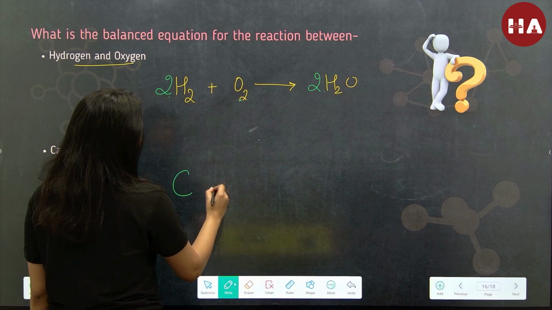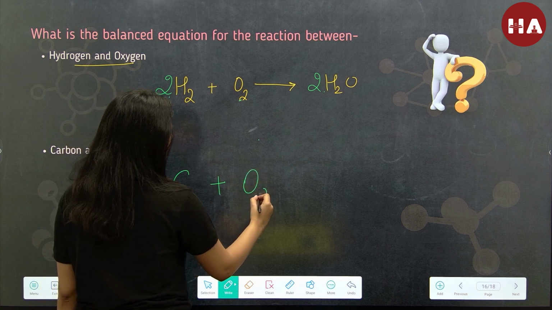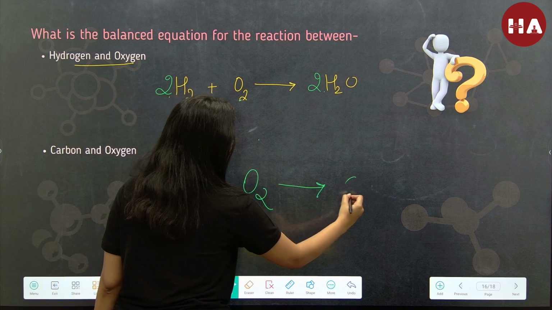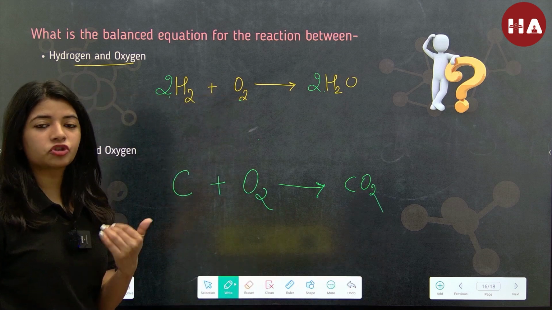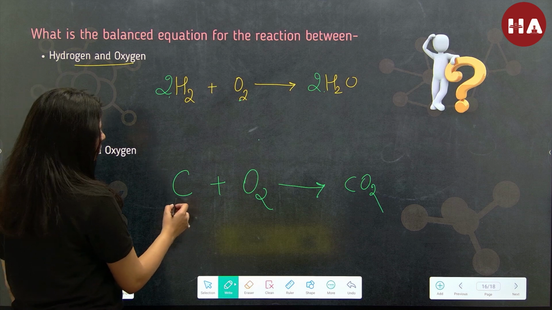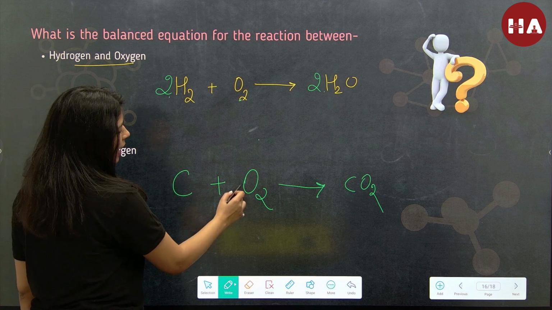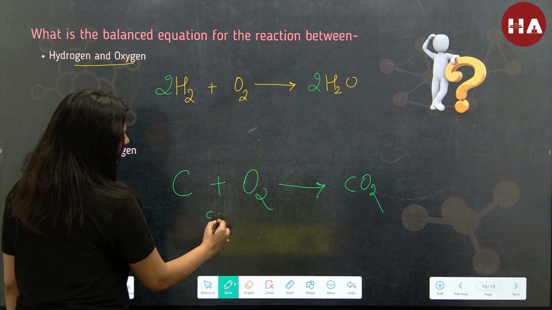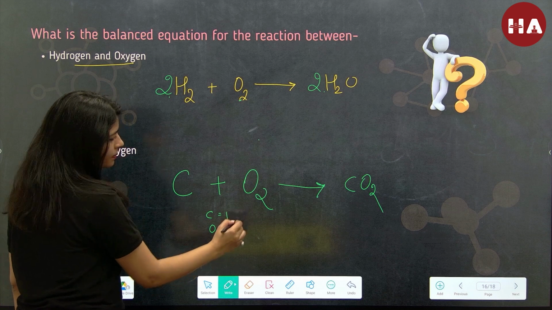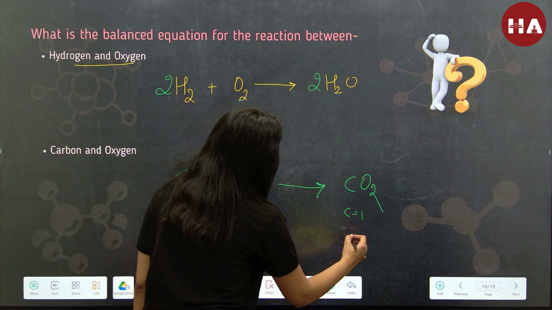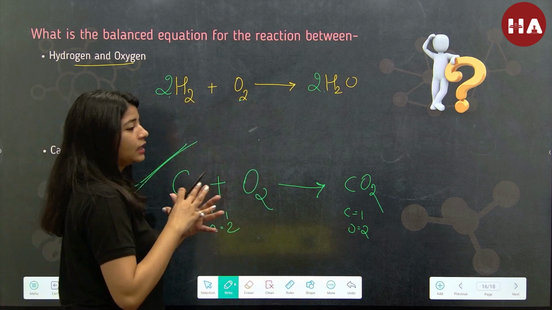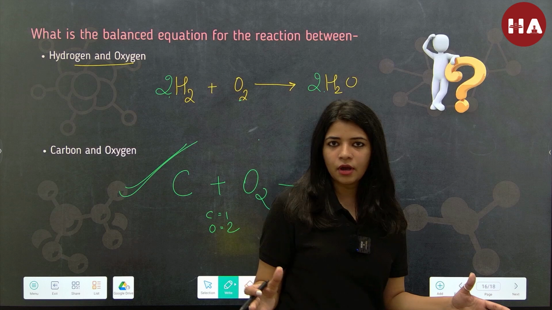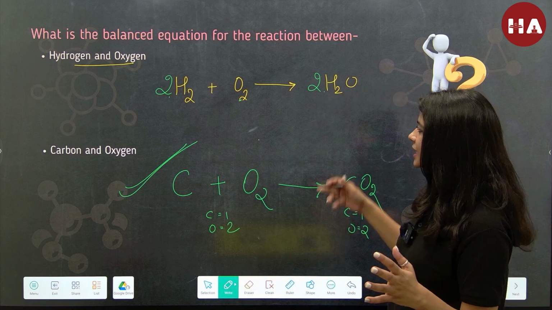So when carbon reacts with oxygen, it will give me CO2, carbon dioxide. Now let's check if this reaction is balanced or not. 1 carbon is present here and 2 oxygen. What about here? Carbon 1, oxygen 2. I can say that this reaction is already balanced and I need not balance this anymore, right?